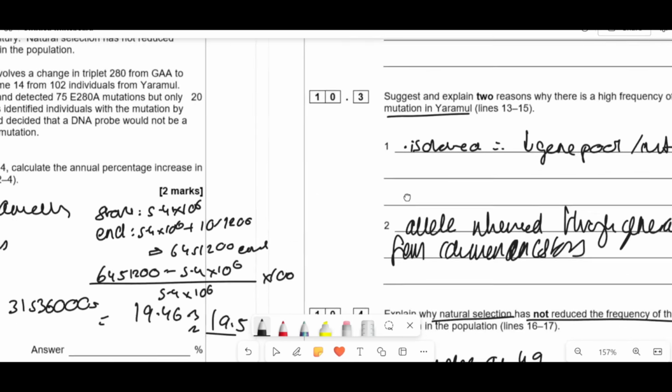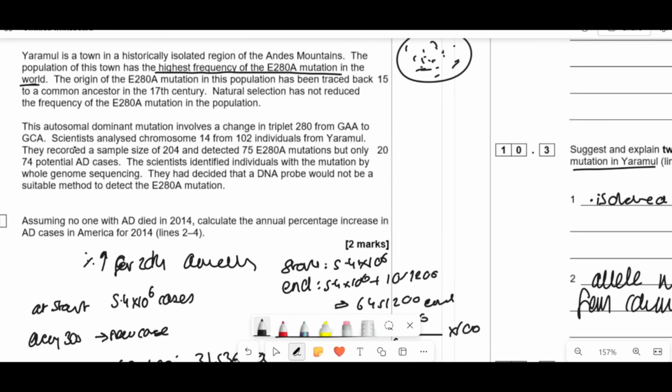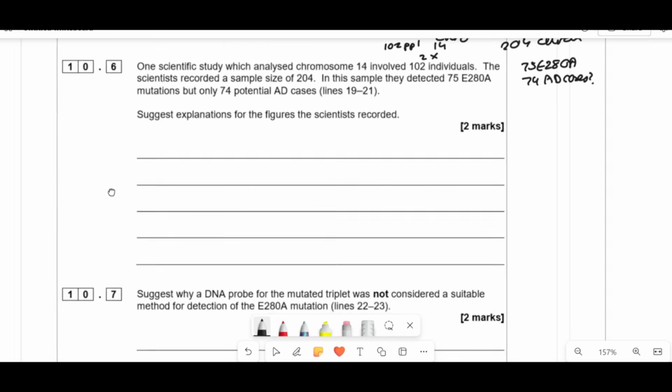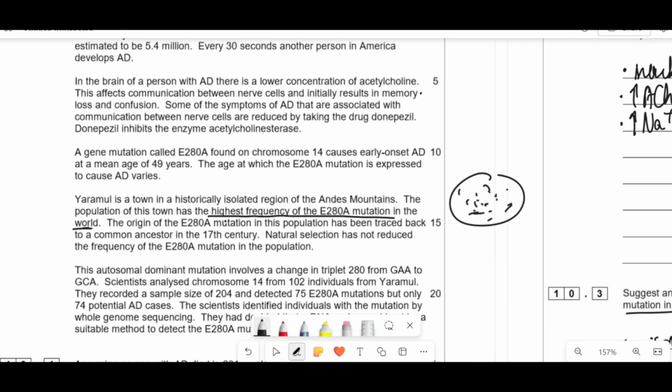So let's have a look if there's anything here that might be useful. They analyzed these, they recorded a sample size, they detected that, but only 74 cases. They identified individuals with mutations by whole genome sequencing. They decided a DNA probe would be a suitable method. Fine, so it's not very helpful here. We need to go and have a look at what's going on. There is a change in the triplet from GAA to GCA. Fine.